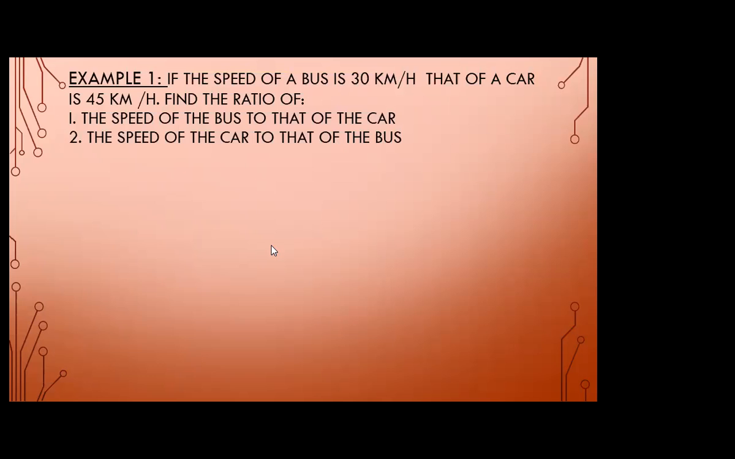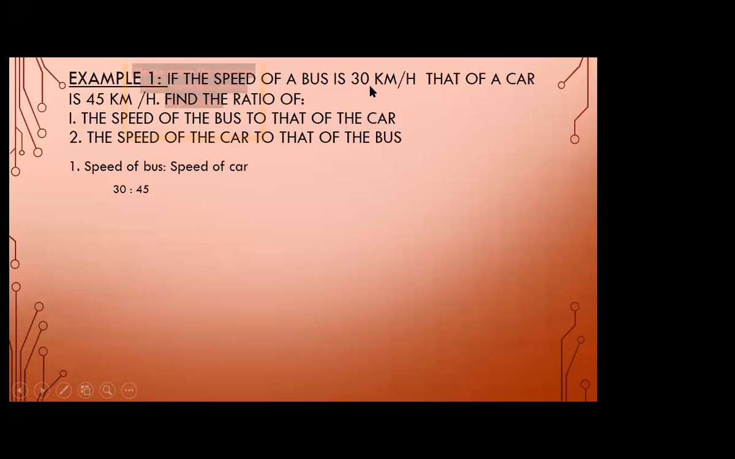Now let's start with the questions with some examples. Okay, let's find out the ratios. If the speed of a bus is 30 kilometer per hour, that of the car is 45 kilometer per hour, find the ratio of number 1, speed of the bus to that of the car. Here we have to compare the speed of the bus to that of the car. So first of all, here we can write speed of the bus to the speed of the car. Speed of the bus ratio speed of the car.